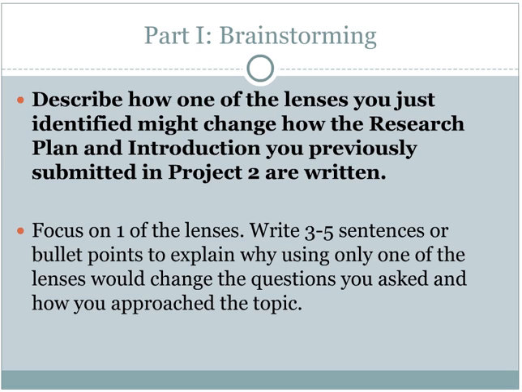So you pick one of the lenses and you write 3 to 5 sentences or bullet points to explain why using only one of the lenses would change the questions you ask, because that's the research plan, right? So the questions you are asking, the sources you might use, and how you approach the topic. That's what you want that section to tell you. So 3 to 5 sentences or bullet points, just explaining why or how just using one of those lenses is going to change everywhere that you're approaching this. The sources, the questions, all of that.